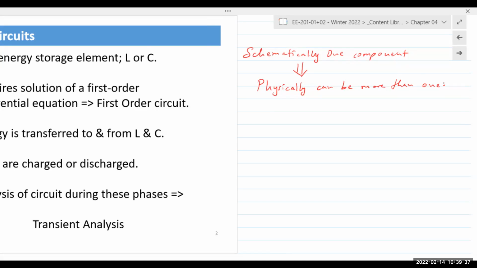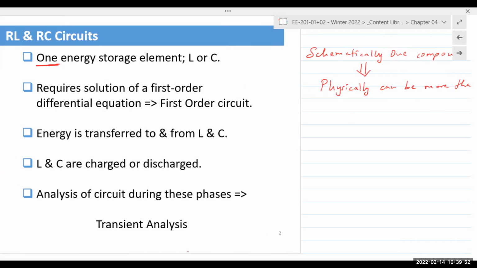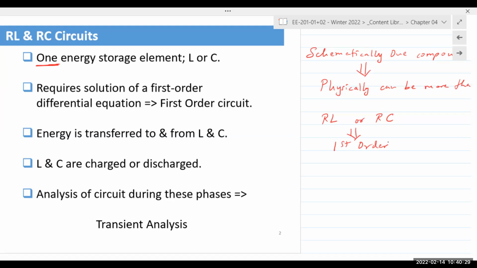Does that make sense to all of you, right? So it's basically CEQ or LEQ, as you will soon see in the next few slides. Okay, so if it is reducible down to one single element, it is still referred to as one energy storage element, which provides solution of a first order differential equation, and hence it is known as a first order circuit. Now, typically, these circuits will involve inductors and resistors, or capacitors and resistors, and hence we call them RL or RC circuits. And these are first order circuits.